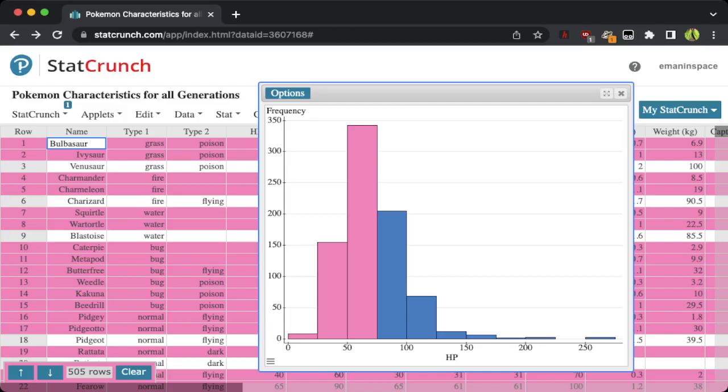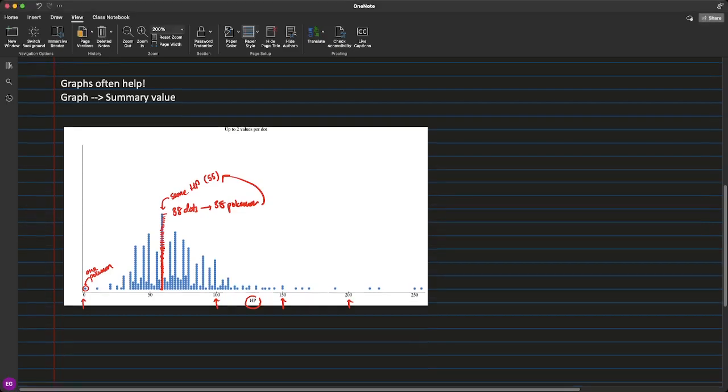So in a histogram, I'm going to go back to write this so you can see what I'm talking about. I'll make a copy of the histogram in a moment. Well, here's OneNote. There it is. Okay, so let's talk about the histogram.